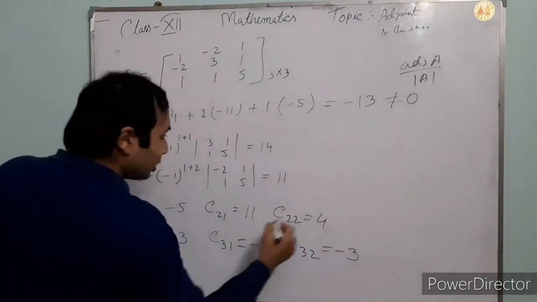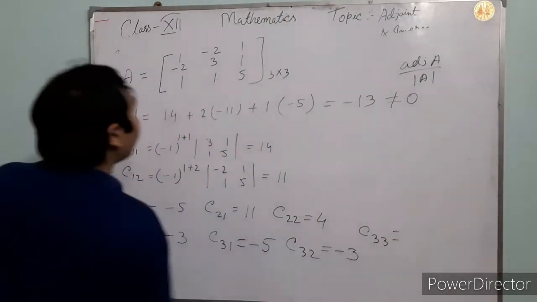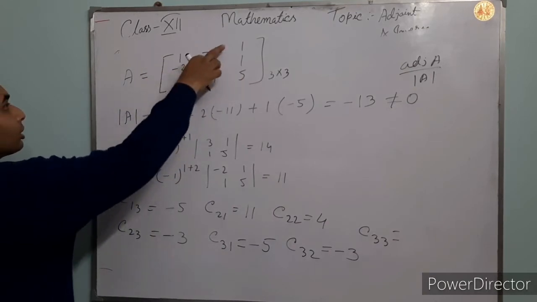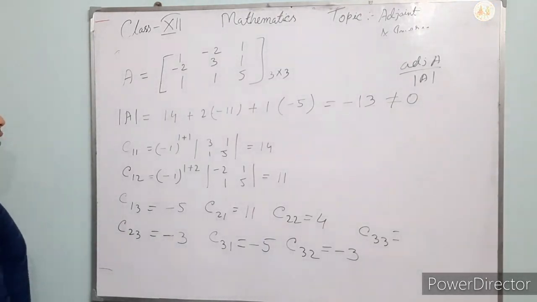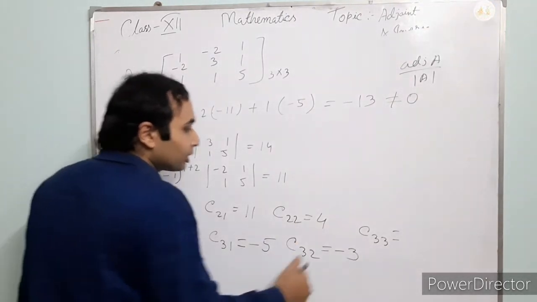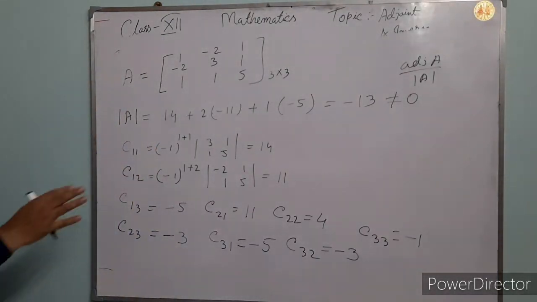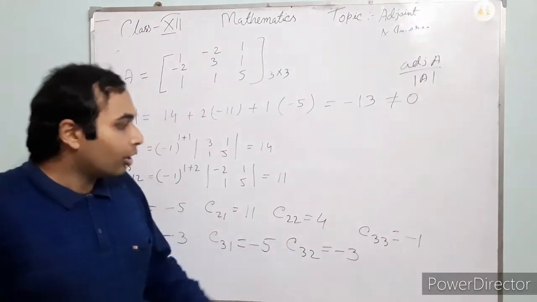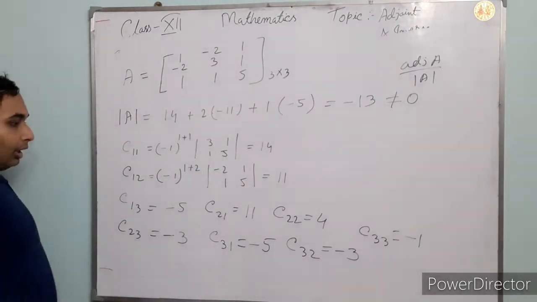Then C33, I am writing here, and it is this one. So 3, and here minus 4, 3 minus 4, it is coming minus 1. 3 plus 3, it is 6. So it is minus 1 only. So those are the cofactors of all the elements of this matrix.